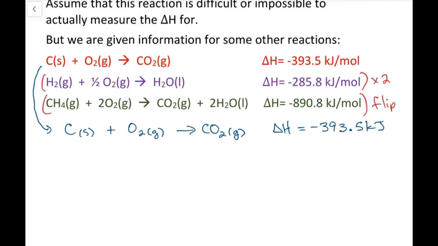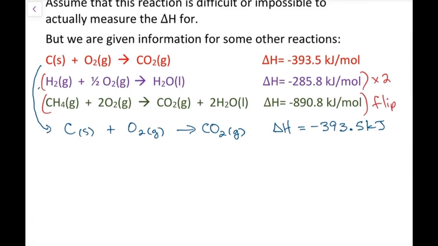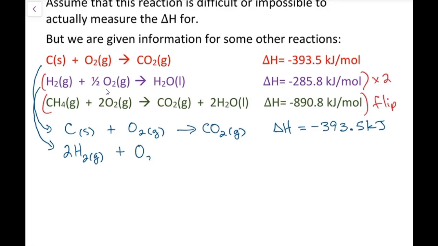And then for the next one, we said we were going to multiply it by 2. So I'm going to take everything in it and multiply it by 2. So 2H2 gas. And then I had a half mole of oxygen in the original equation. So that's going to become just O2, 1 mole of oxygen. And then if I also double my product, it's going to give me 2 waters.